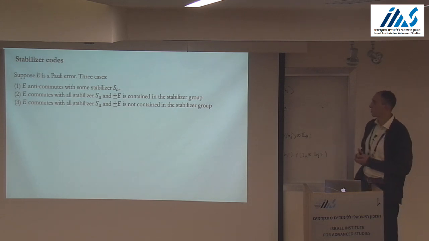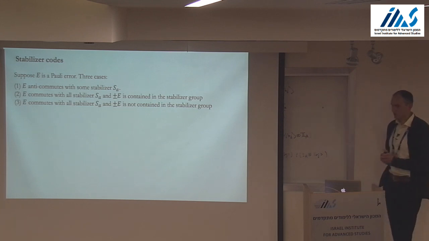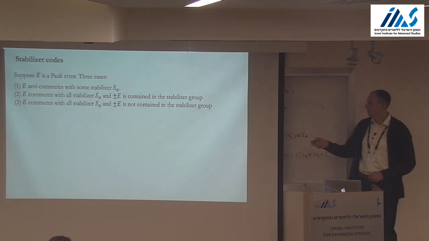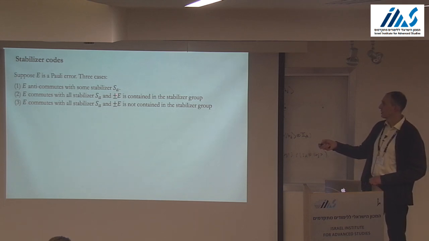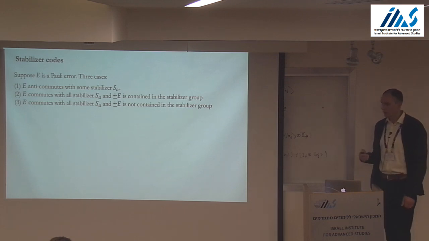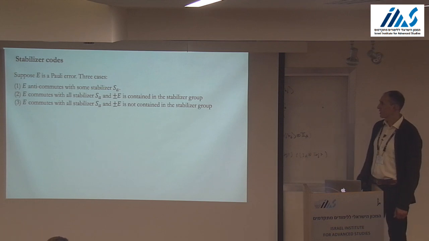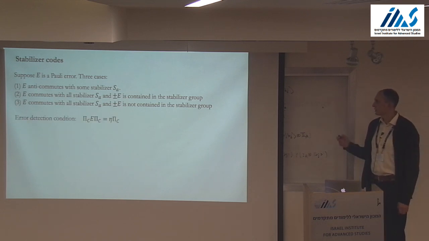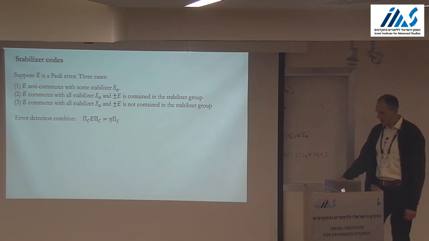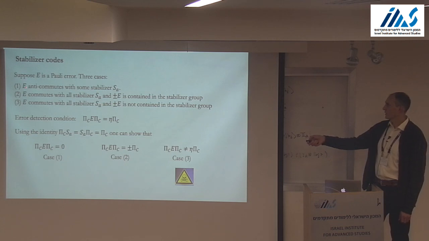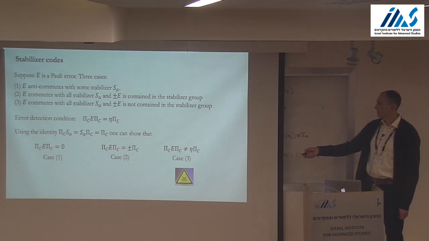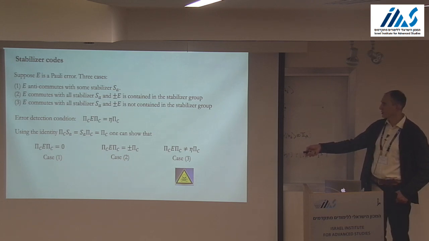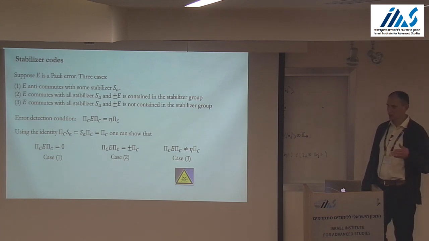Suppose we consider some stabilizer type code, and we have some Pauli error E. Then there are 3 possibilities. The error can anti-commute with some of the stabilizers, or it can commute with all stabilizers and be contained in the stabilizer group. And the final possibility is that the error commutes with all stabilizers, but it is not an element of the stabilizer group. Then we have this error detection condition. In the first case, when the error anti-commutes with some stabilizer, it maps the code space to the orthogonal complement. So this product is just 0, and the error detection condition is satisfied.